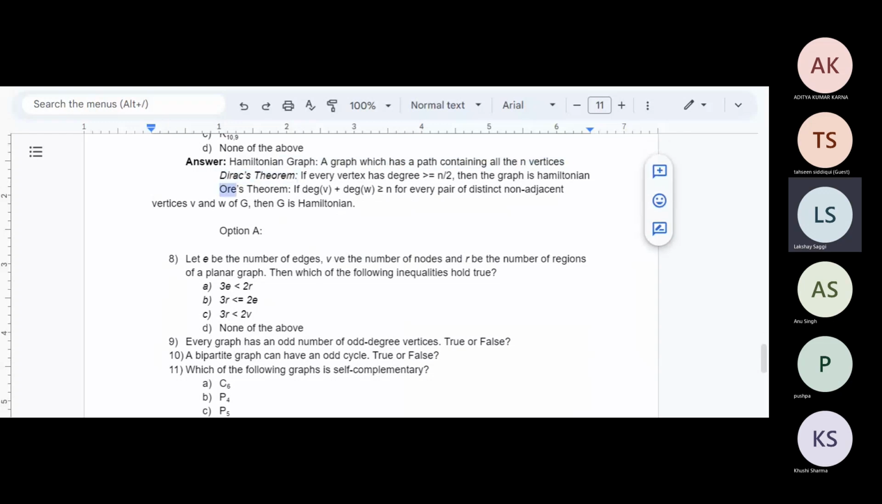Just a second, guys. Sorry for it. So the Dirac theorem just said that if every vertex has degree n by 2, then the graph is Hamiltonian. And what Ore's theorem says is that if for every pair of distinct non-adjacent vertices V and W of G, basically any two vertices which don't have an edge between them, if the sum of their degrees is greater than equal to n, then the graph is Hamiltonian. This is Ore's theorem. This has also been covered in the lectures. That's why I just copied its statement from Wikipedia, because this is something which we have already seen in the lectures. I don't need to claim it formally. You guys must already know about this, right?